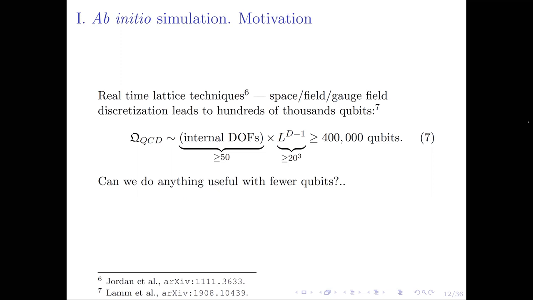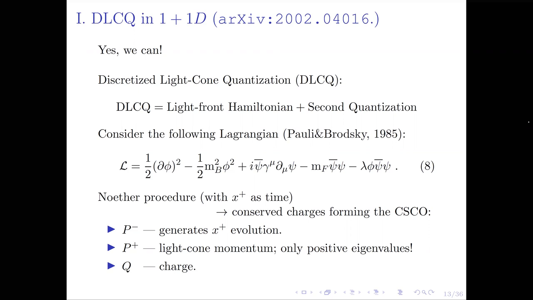Likely the answer is yes. The idea is to use the formulation of quantum field theory known as DLCQ, discretized light cone quantization, which amounts to doing two things. First, using the light front Hamiltonian, which is what I talked about just two slides ago: evolving the system in the light cone time direction. And the second idea is, instead of using a spatial lattice, to solve the system in the basis of Fock states, using the second quantized approach. Now I will illustrate this approach using the example from the original DLCQ paper, equation 8. This is the Lagrangian of the Yukawa model in 1+1 dimensions: a single real scalar field, a Dirac fermion, and a Yukawa interaction.